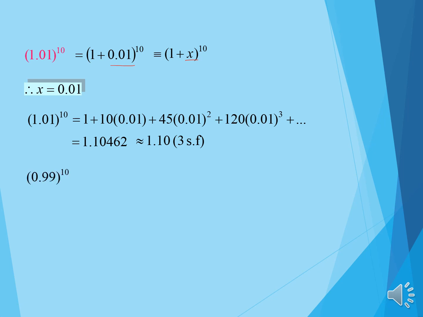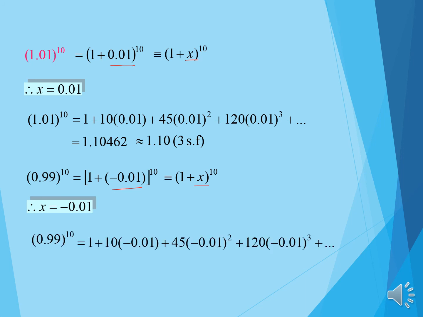0.99^10 equals (1 + (−0.01))^10. By comparing with (1 + x)^10, x equals negative 0.01. Substitute x equals negative 0.01 into the expansion. Simplify, and the answer is 0.90438, which equals 0.904 correct to 3 significant figures.